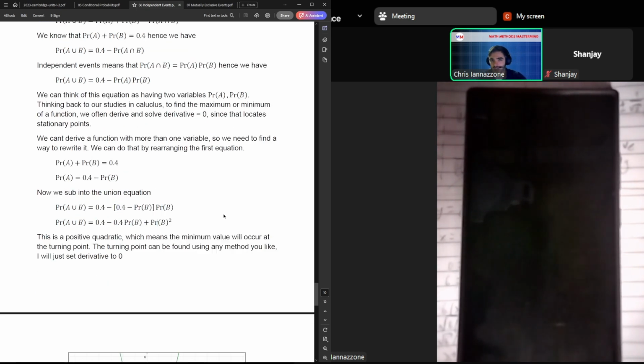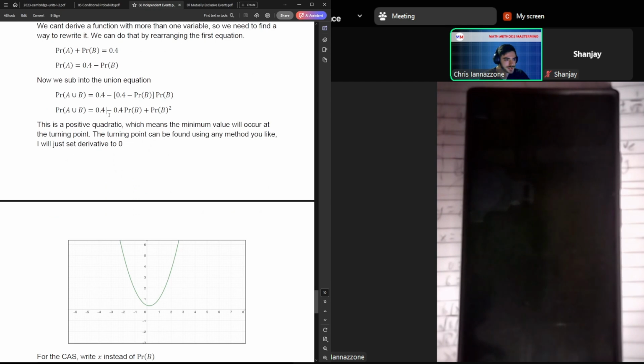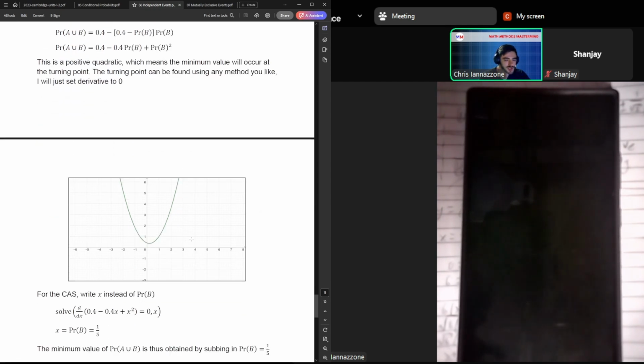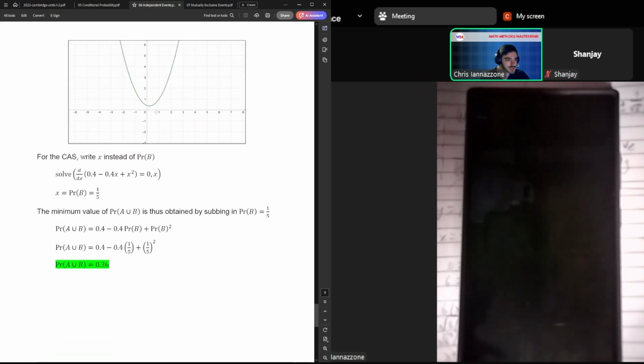Simplify, simplify, and you have essentially a quadratic: a squared term, an x, and a constant. So you plot that quadratic, and the minimum value is always going to be at a turning point. From there, you just want to figure out the turning point of your function. I've used the derivative approach from calculus. You could do axis of symmetry, you could do whatever you want for the turning point of a quadratic. What's worth mentioning here is that when you grab that turning point, that is an x value. The actual value of the minimum is the y value at this spot. In this case, my x was the probability of B, so I'm just going to sub that back into my union equation and then get the actual minimum union there.